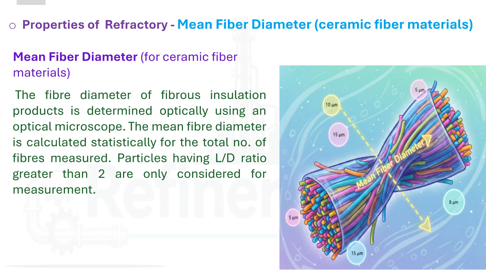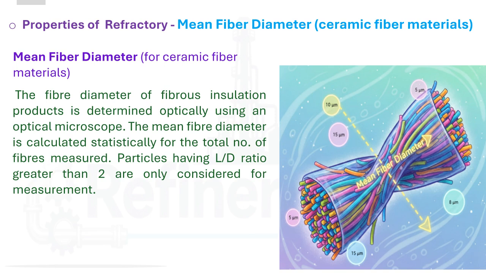Why does this matter? Because fiber diameter influences several key performance factors. Smaller fiber diameter means higher surface area, which improves insulation efficiency. Fiber diameter directly affects thermal conductivity. Finer fibers usually provide better insulation. Fiber diameter also impacts maximum use temperature. Finer fibers tend to have lower refractory limits. And fiber diameter influences vibration resistance and fiber loss during operation.